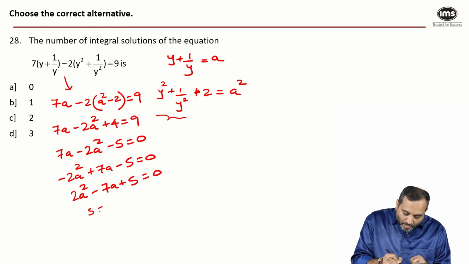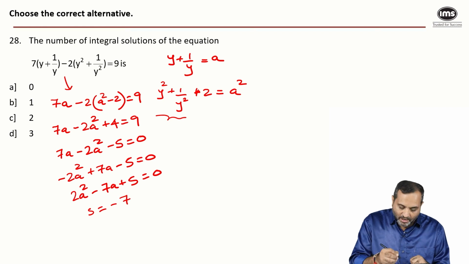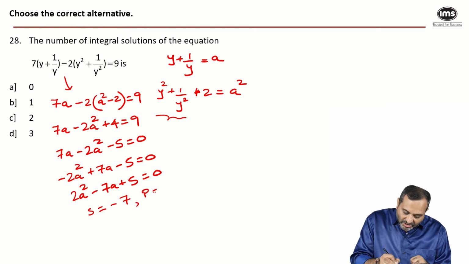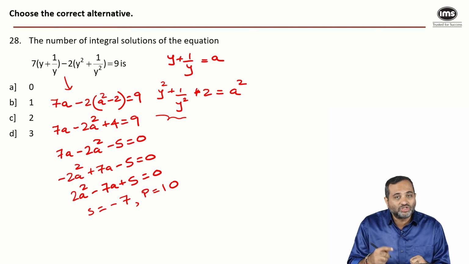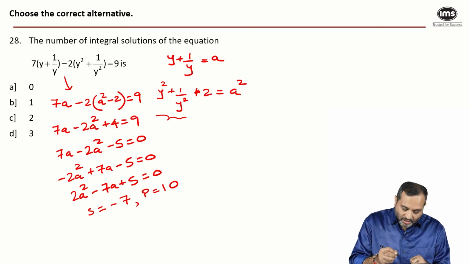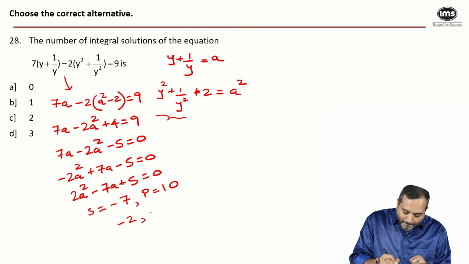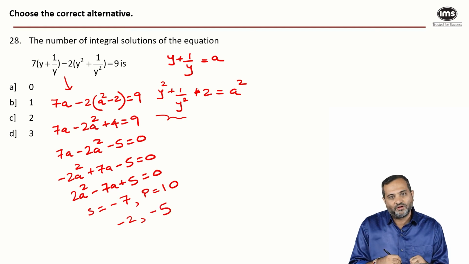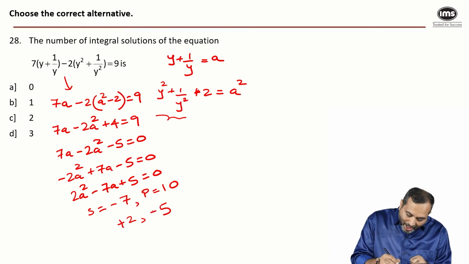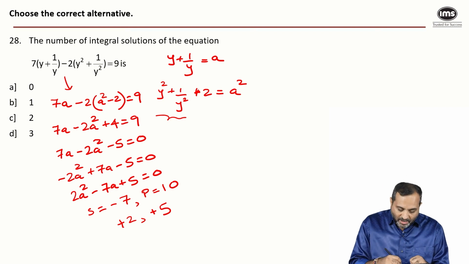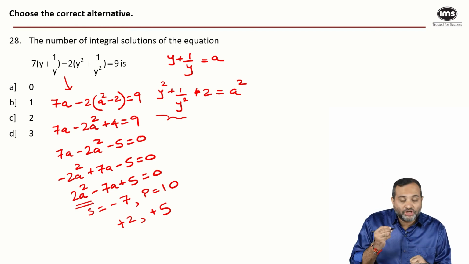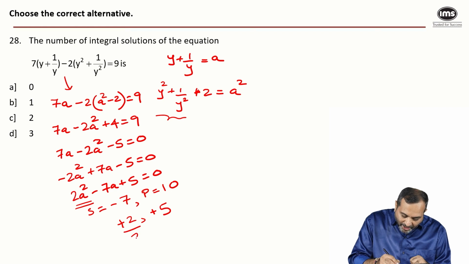I am looking at two numbers whose sum is minus 7 and product is 10. Can you give me two numbers whose sum is minus 7 and product is 10? Those two numbers will be minus 2 and minus 5. So ideally my roots should have been 2 and 5, but coefficient of a square is 2, so I divide by 2.